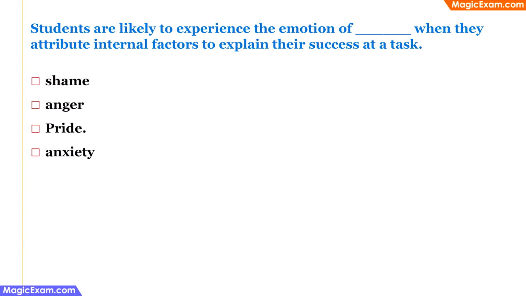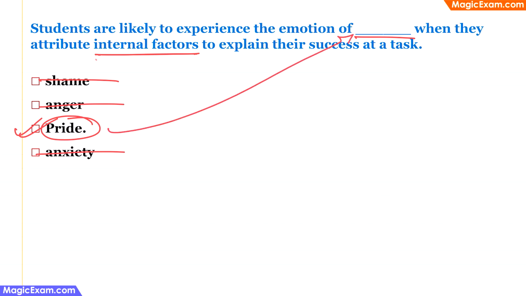Students are likely to experience which of the following emotions when they attribute internal factors to explain their success on a task? Now, when you interact with very young children, and if children have solved something on their own, that is, you give them a puzzle and they solved it without any help, then they come back and they tell you with a lot of pride, I did it by myself. I completed this task by myself. You know what? I did this entire thing by myself, right? So the emotion that they feel there is pride. And that is the correct answer. They don't feel shame, they don't feel anger, they don't feel anxious. So they feel pride when they attribute internal factors to explain their success at a task. So that is the correct answer.